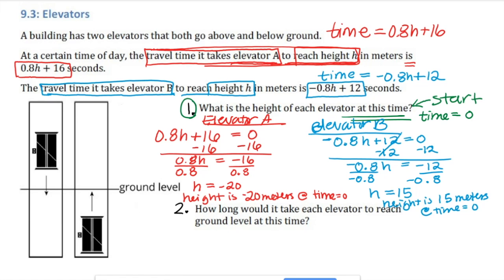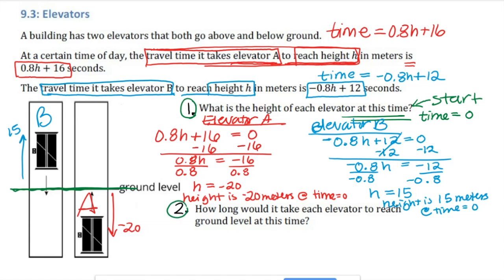Okay. So hopefully you saw that elevator A is at -20 meters. Now, this is ground level. So anything below ground level is a negative. So A would be the elevator on the right because it's 20 below. Elevator B is on the left because it's at 15. Now remember that was just at the start, right? Let's look at number 2.